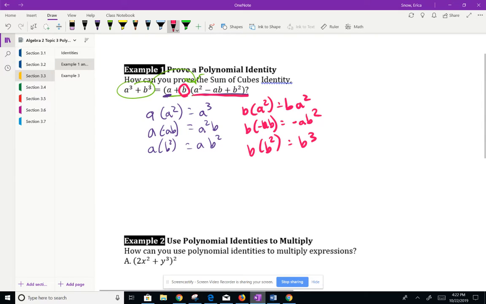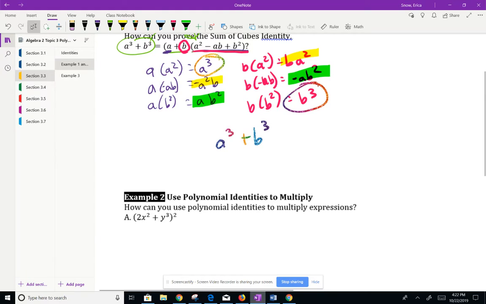Now, if you look, we have negative a squared b and positive a squared b. And we have positive ab squared and negative ab squared. So all of those cancel, and all we're left with is the a cubed and the b cubed. And you can do this with any of those identities, go from one way to the other. So now, that's how we get here.